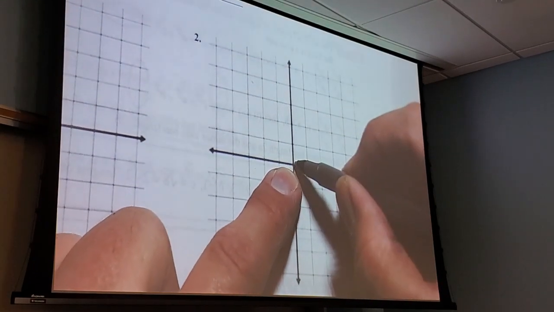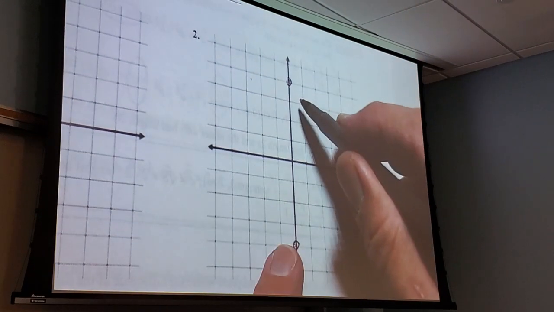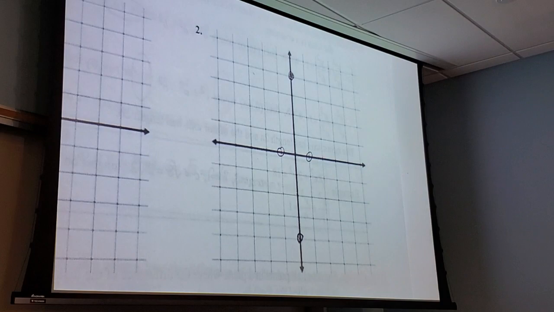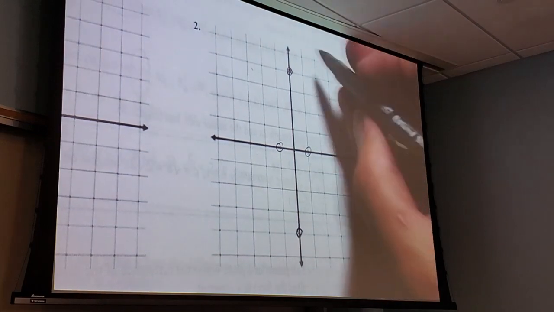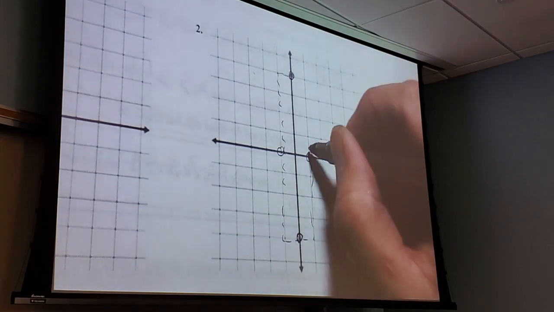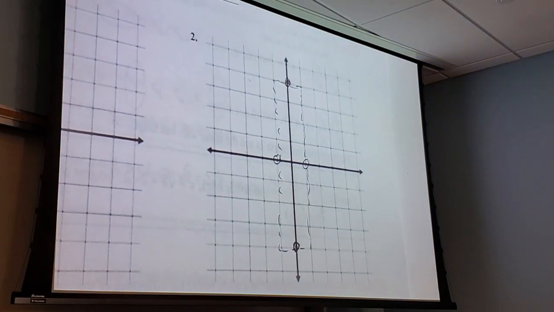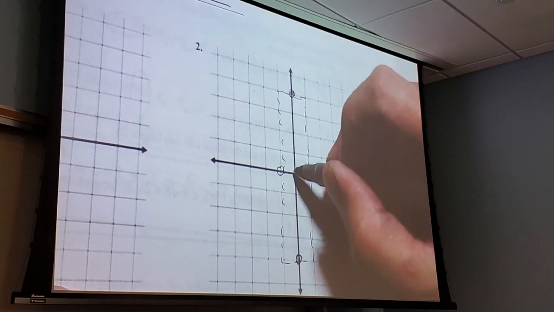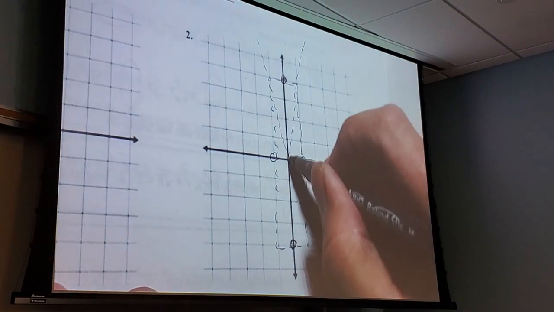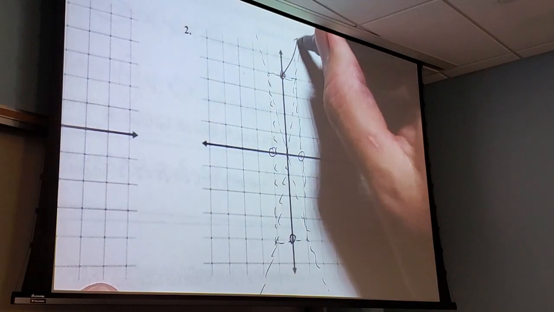In the y direction, I go 4, 1, 2, 3, 4. Those are actual points on the graph. In the x direction, I go 1, 1. Those are not points on the graph, so I just put open circles. And then I can make my little rectangle. This is a little bit of a narrow rectangle, so let's see. I want to make my little asymptotes. It's by hand, so it doesn't have to be perfect. And then I just have to do this.